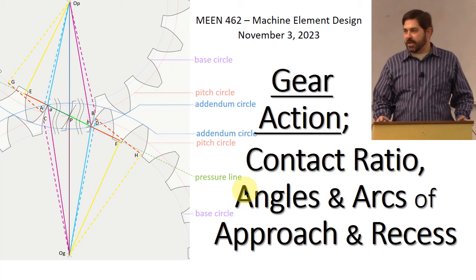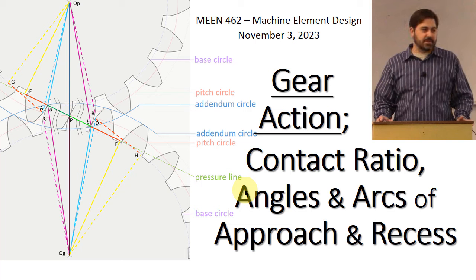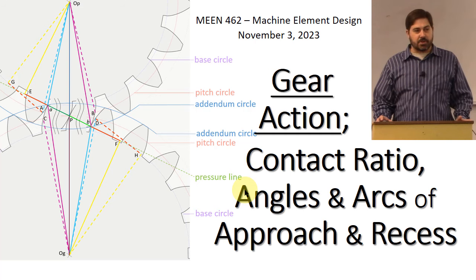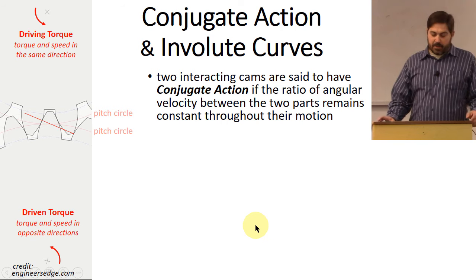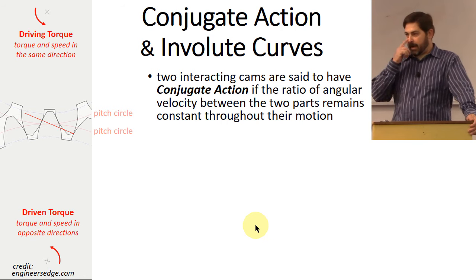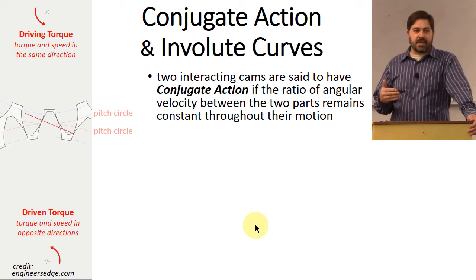We're going to try to help you get a couple of equations that you can use to get those kinds of parameters that don't automatically show up in the textbook. So that's the main thing we're doing today. As a little bit of background, let's review what makes a good set of gears.